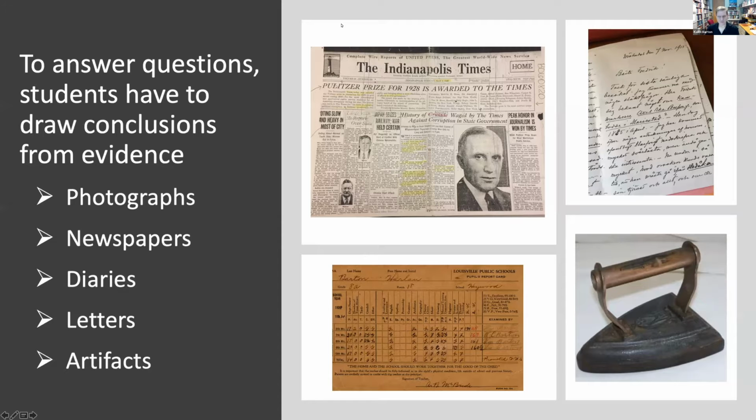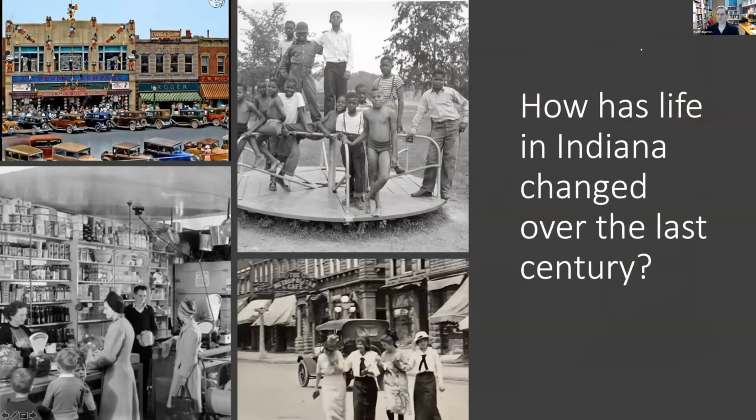So for example, if students are investigating how life in Indiana has changed over the last century, then they're going to be looking at things like photographs from different time periods and looking at what things are the same, what things are different, what changes they can see there. There's no encyclopedia entry or Wikipedia entry that you can look up and just copy down the answer: how has life in Indiana changed over the last century? It's going to be a matter of investigation, of drawing conclusions from different kinds of evidence.